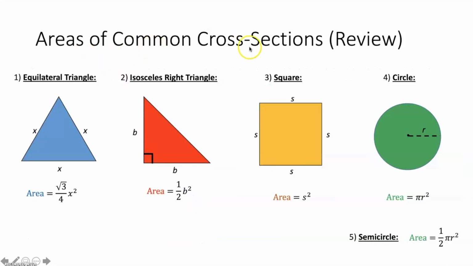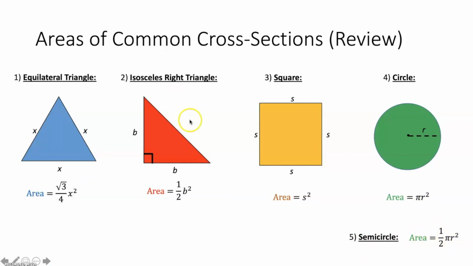Now let's talk about the areas of common cross-sections. Some of these you know, some of these you don't. If I want to find the area of an equilateral triangle, I take one of the sides, because they're all the same, square that, and then multiply it by root 3 over 4. That'll give me the area of an equilateral triangle. Area of an isosceles right triangle, since both of the legs are congruent, I just take 1/2 base times height, or in this case, 1/2 b times b, or b squared. The area of a square we know is just the length of one of the sides squared. The area of a circle formula we know is pi r squared, and the area of a semicircle, remember a semicircle is just half of a circle, so the area of a semicircle formula is just 1/2 times the area of a circle formula.